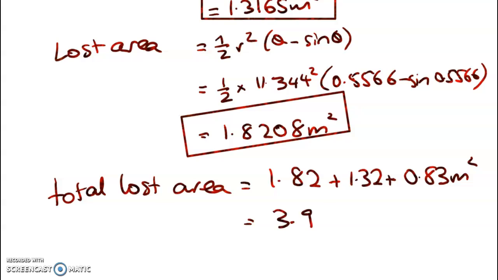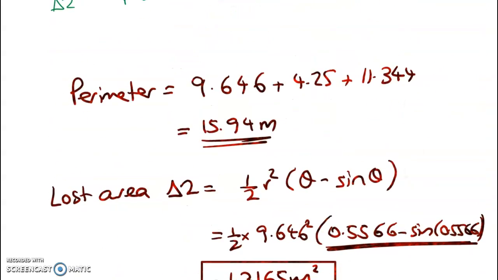I actually got 3.96 in my calculations before. If you add those up like that, you'll get 3.97. Okay, but that amount of rounding error is fine. So there we go. Total lost area is that, and we've done the perimeter. So that's the whole task done.